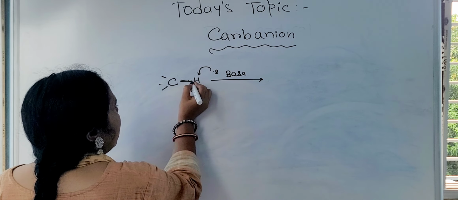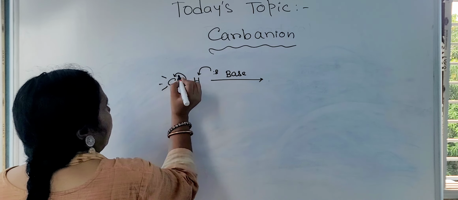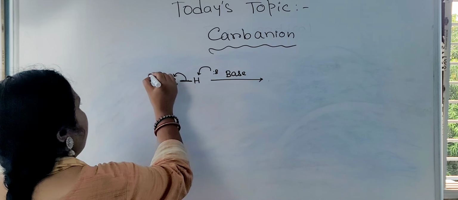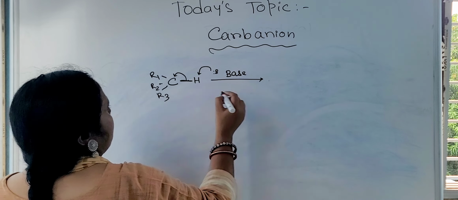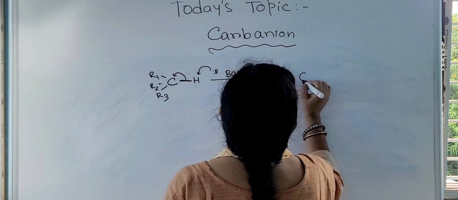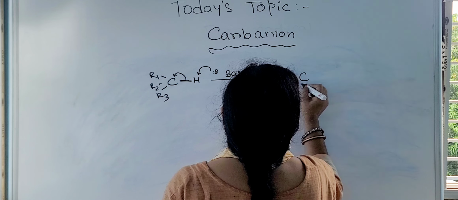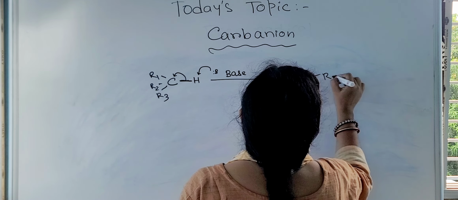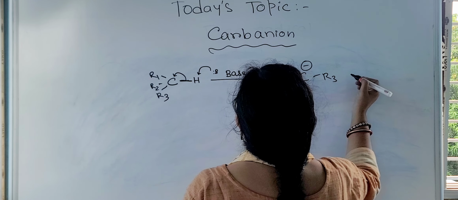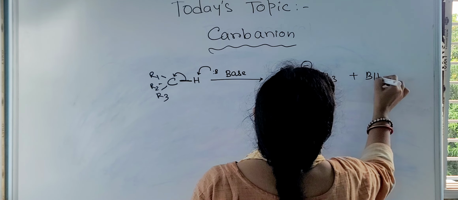This bonding electron pair is coming onto the carbon atom. This may be R1, R2, R3. So this is your carbanion, R1, R2, R3 carbanion, and BH plus.